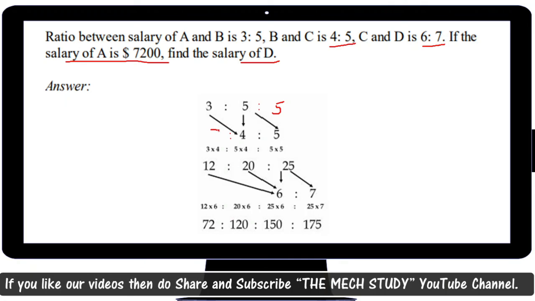If nothing is mentioned over here, then you need to select 4, because the latest number starting with 4 ends up with 5, so you need to put 5 over here, similarly 4 over here. And you just multiply these things and you will get the latest ratio of these three numbers. So 3 cross 4 over here, 5 cross 4 over here, 5 cross 5 over here, and if you multiply you will get 12:20:25, and you need to balance 6:7 for the ratio ABCD which I have mentioned over here.